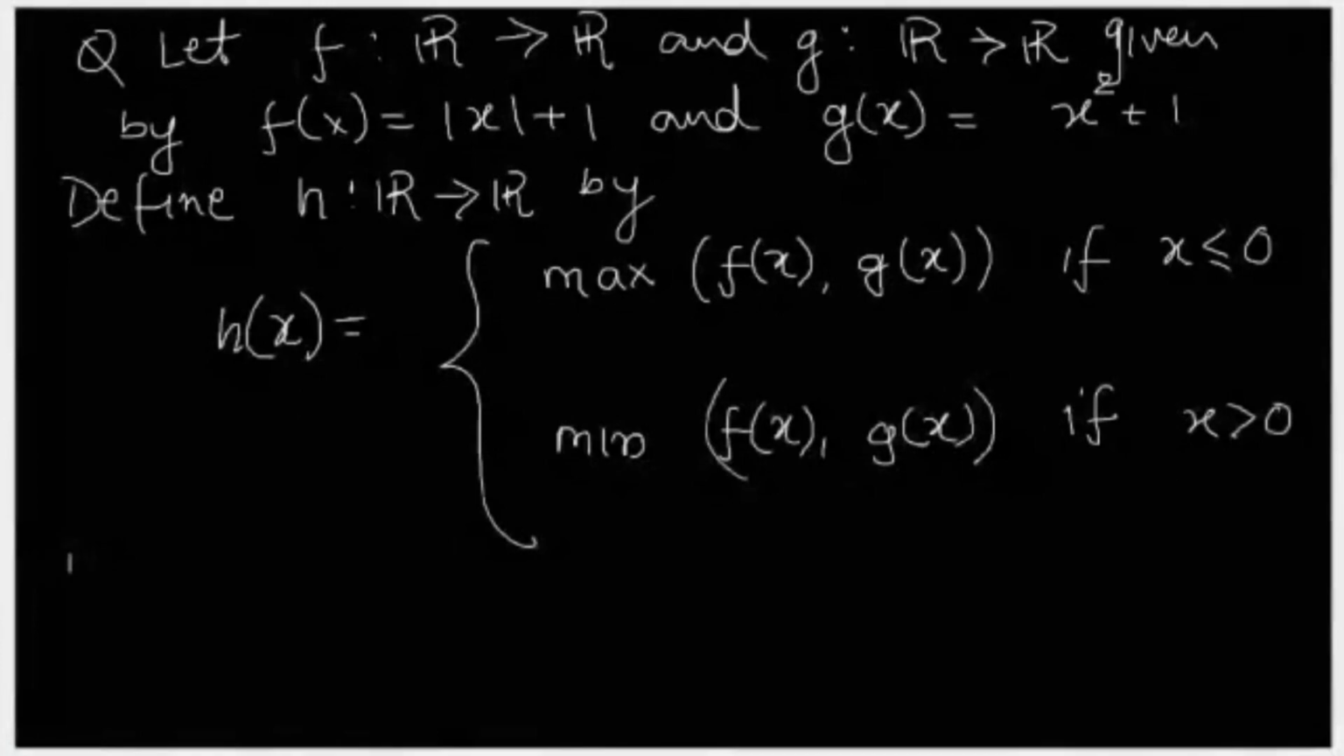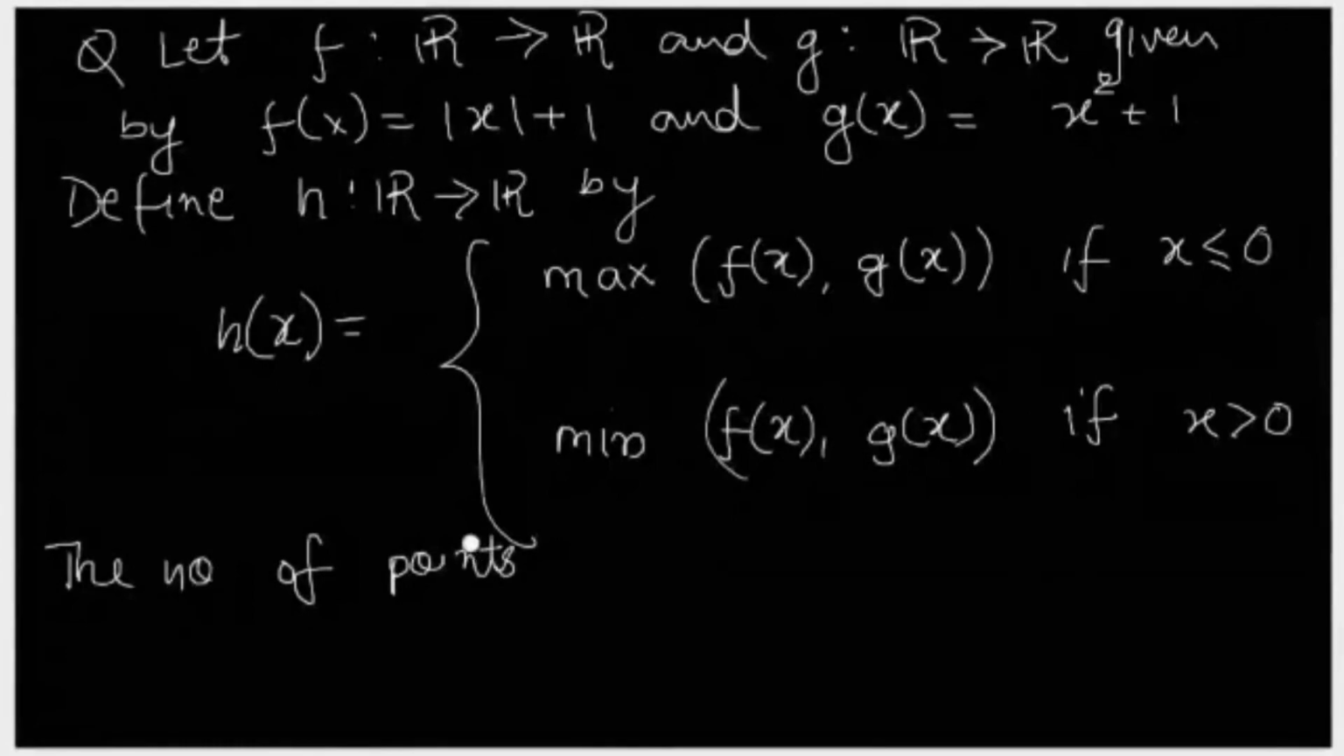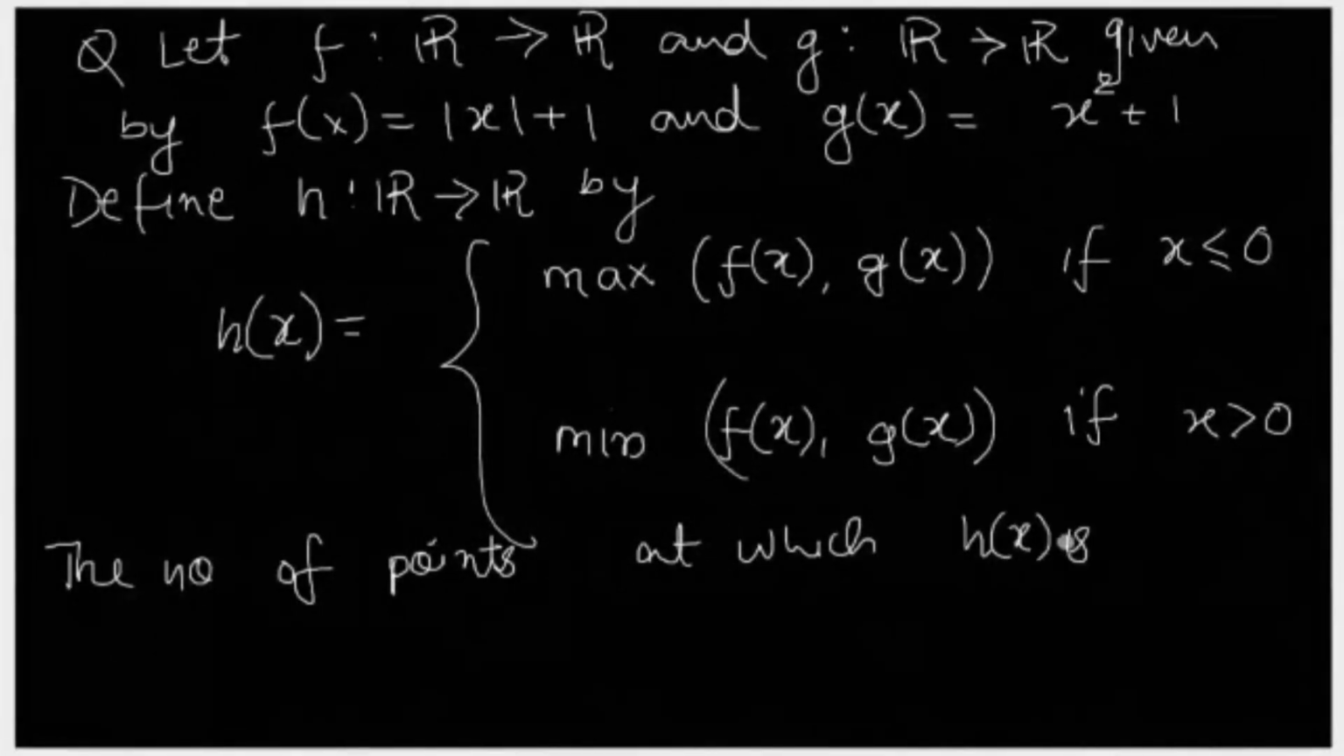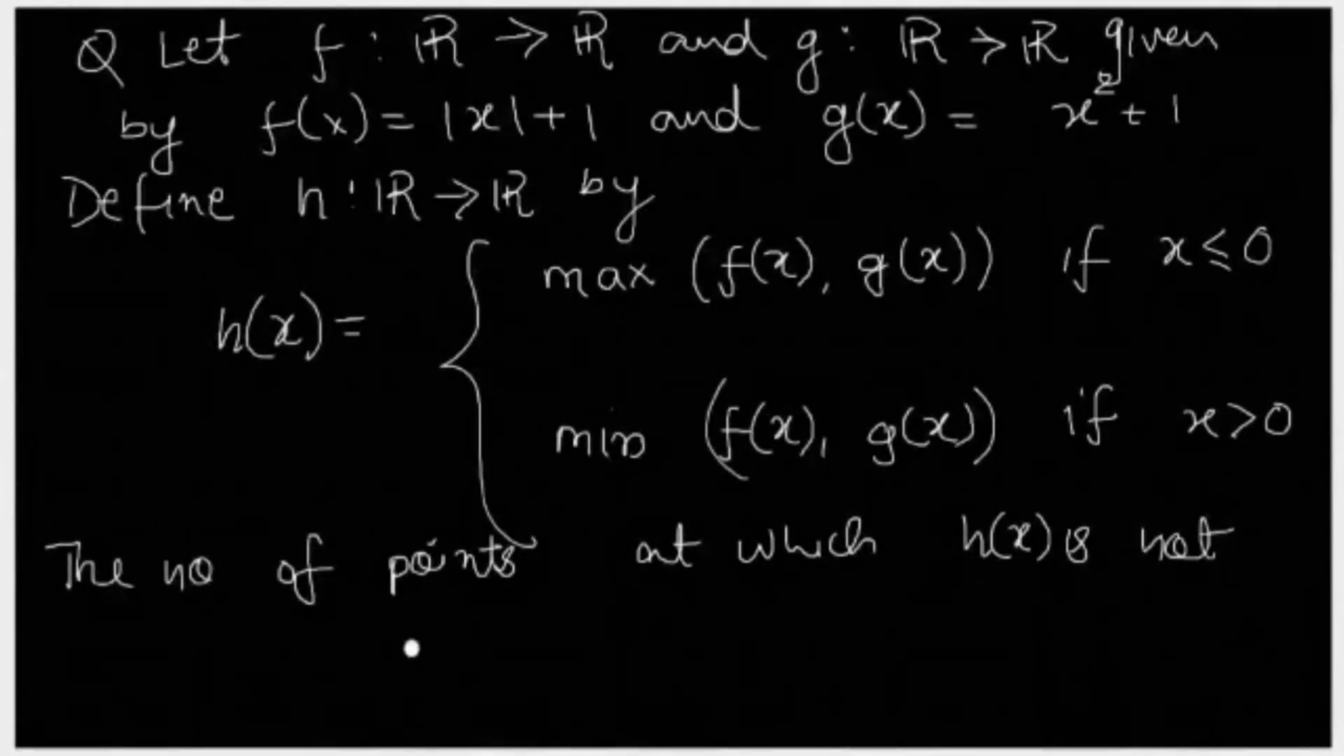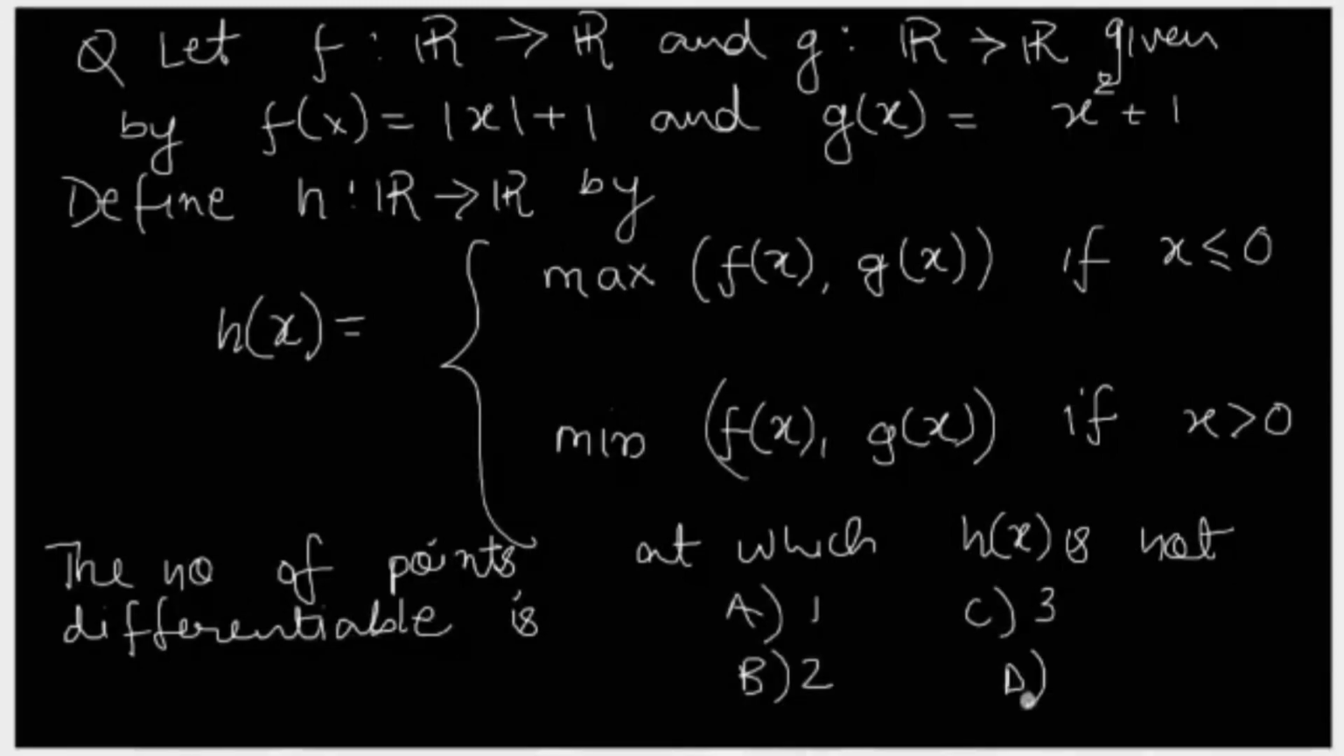So the question is: the number of points at which h of x is not differentiable. The options are A is 1, B is 2, C is 3, and D is 4. It's pretty straightforward. You can draw the graphs. Let's try.